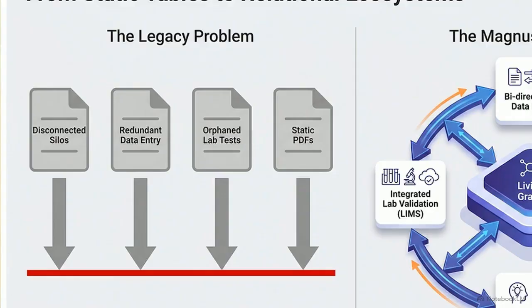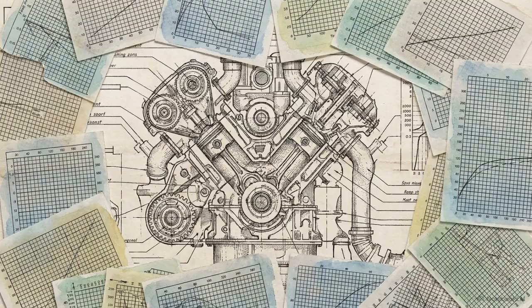This graphic illustrates the legacy problem, a series of isolated vertical columns hitting a hard baseline. When silos and redundant entries hit this wall, critical risks and their corresponding lab tests become completely orphaned from the main design. A flat grid of text simply lacks the mathematical capacity to track the thousands of intersecting variables required in a modern product lifecycle.